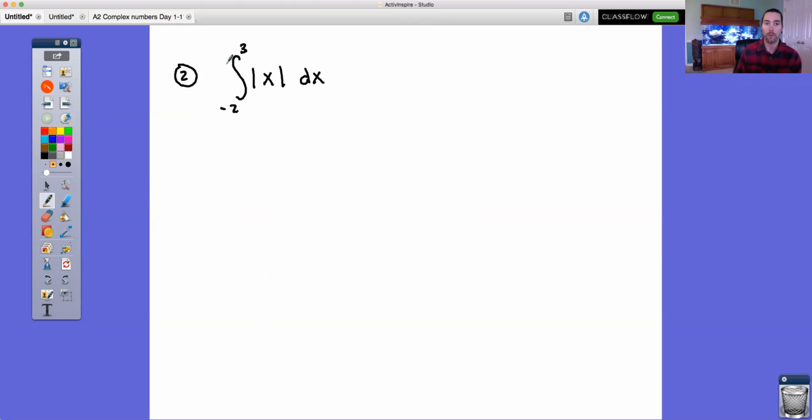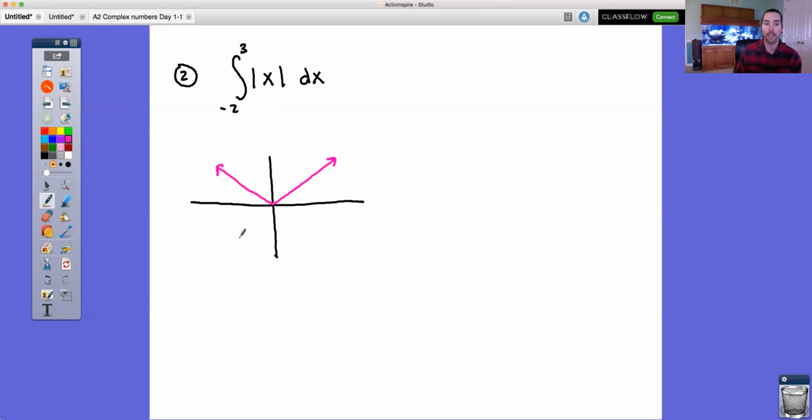Integrate from -2 to +3 the absolute value of x. I don't know how to find the antiderivative of absolute value of x, so I'm going to go with the same approach. I know how to graph absolute value of x. There's a rough sketch.